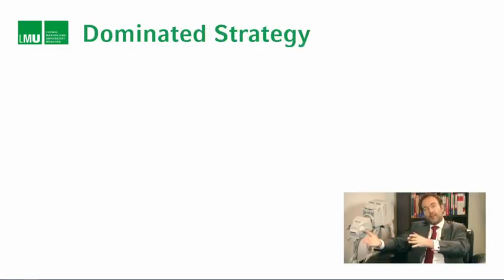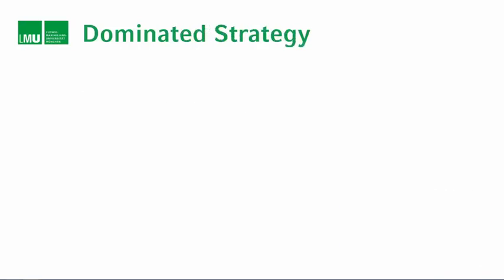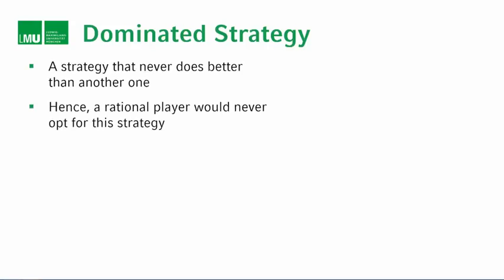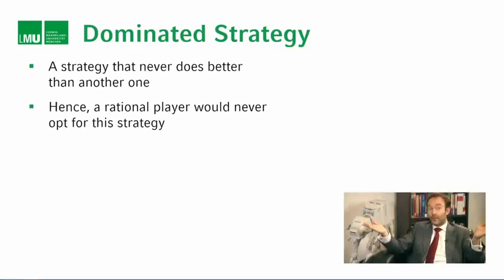There's a flip side to that. There's what's called a dominated strategy. A dominated strategy is a strategy that never does better than another one. So we compare two different strategies, and if one always does worse than the other, this strategy is dominated. So of course, a rational player would never opt for that strategy.